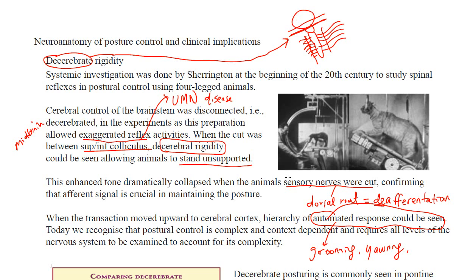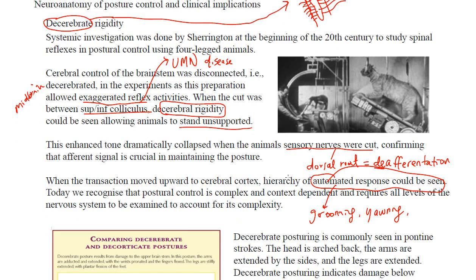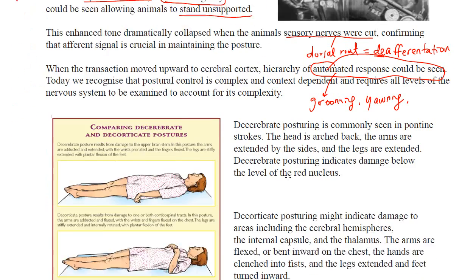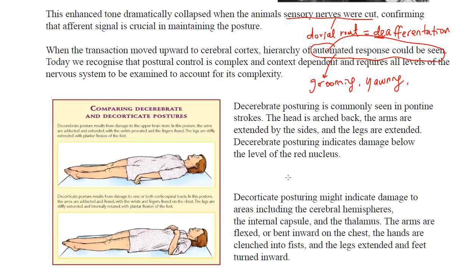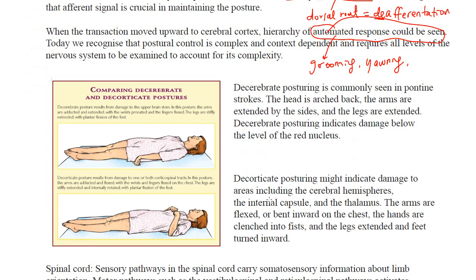What about humans? We can't really do this experimental decerebration on humans, but what we can see is by looking at patients who had strokes in the brainstem area, other parts of the brainstem area. So decerebrate posturing is when they have a stroke in the brainstem area. For this case, it is a pontine stroke. So pons.